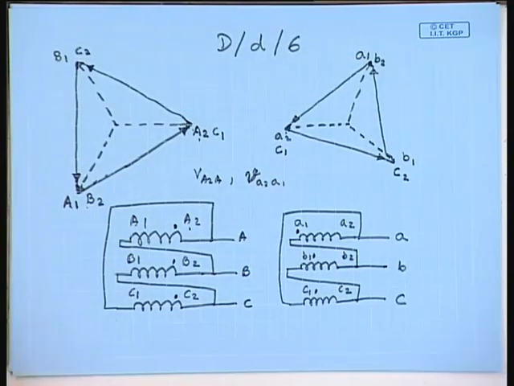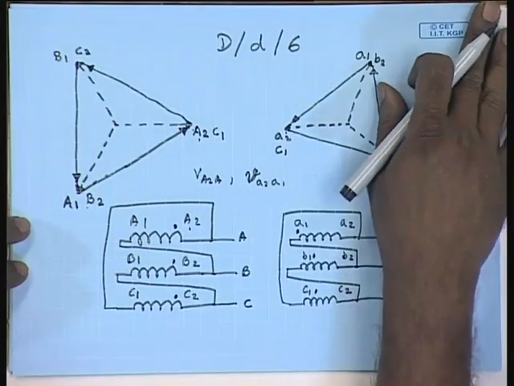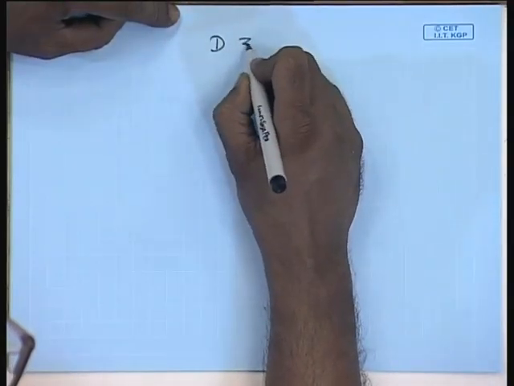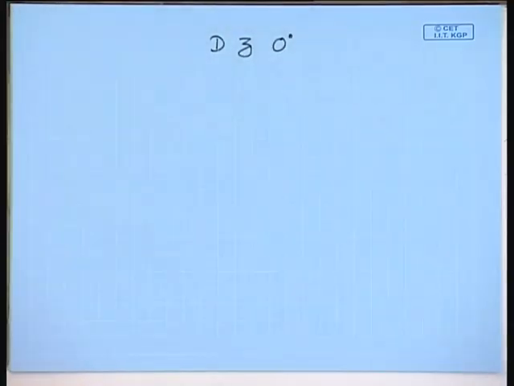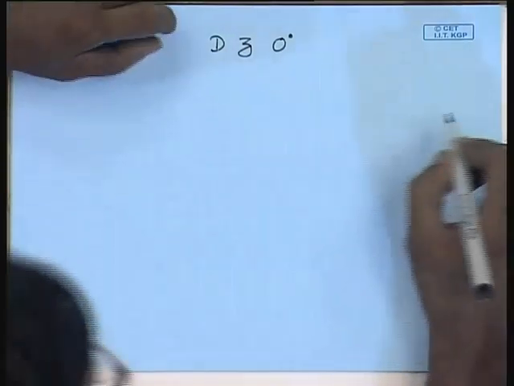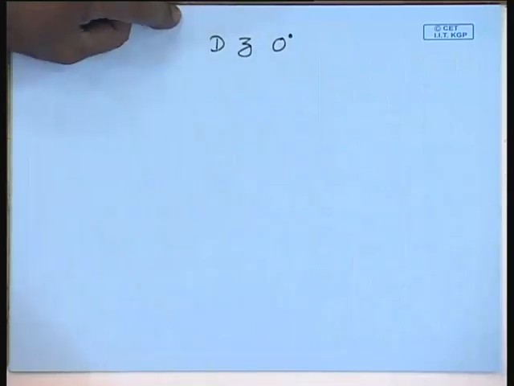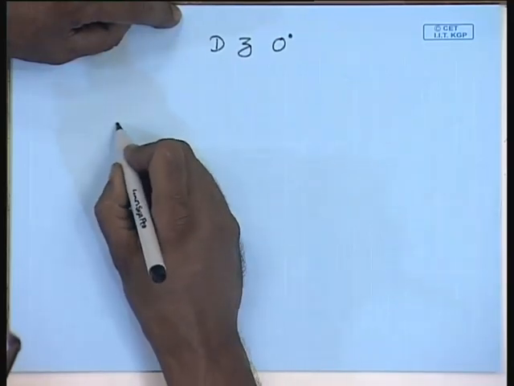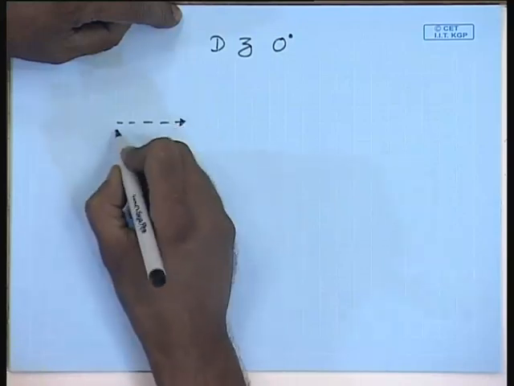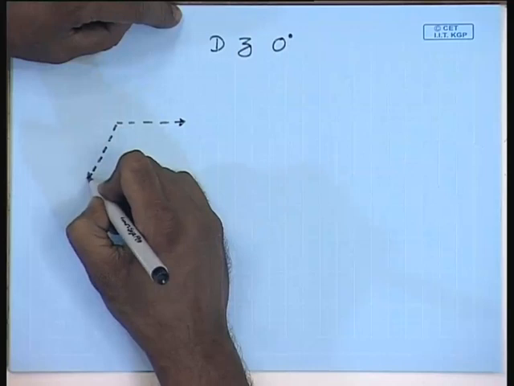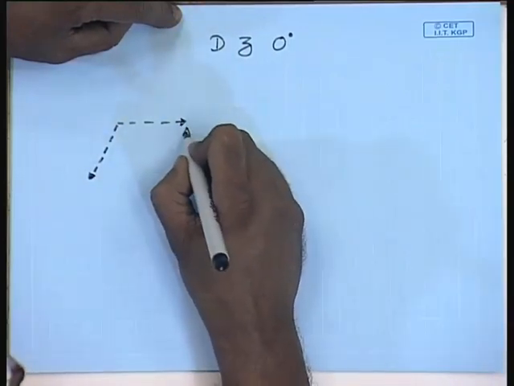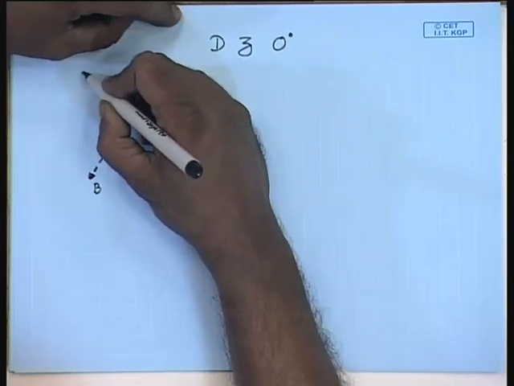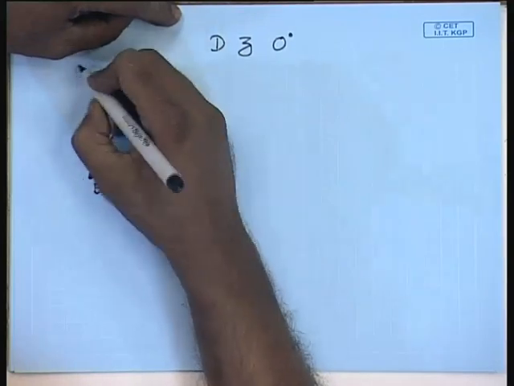Similarly, we can see how the connection Dd0 or Yy6 will look like. So, let us turn our attention to a slightly more complicated connection, let us say Dz0. So, again here we have the line to neutral voltage phasors A, B, C. These are the line to neutral voltage phasors.